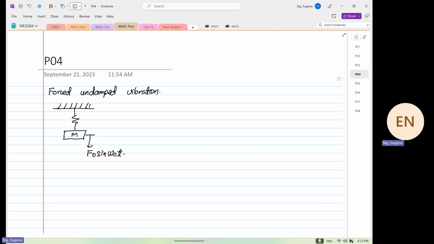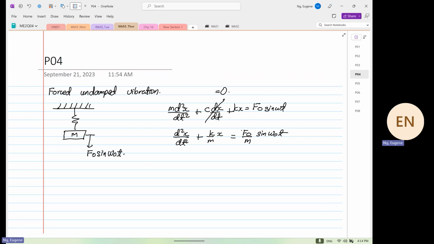Our general equation will look like this: m d squared x over dt squared plus c dx by dt plus kx is equal to f naught sine omega t. We are going to drop this because this is equal to what? 0. So what we have now is d squared x over dt squared plus k over m x is equal to f naught over m sine omega naught t.